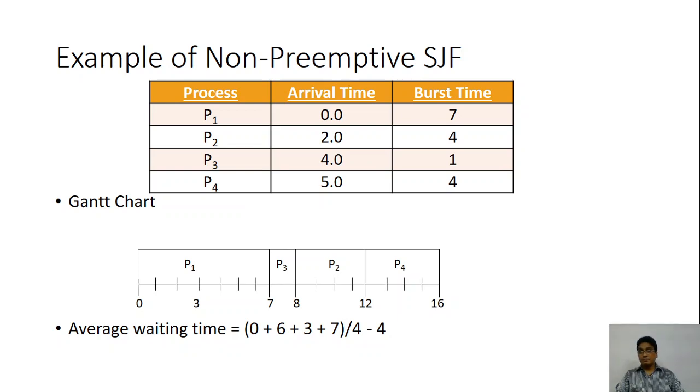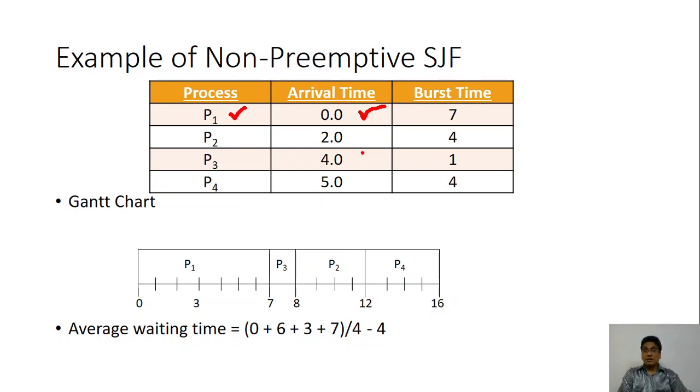So here we have the processes, as usual, but there is an arrival time. You notice that at time 0, P1 enters the system. It has a burst of 7. Because it is non-preemptive, it is allowed to run. At time 0, only P1 is there. If only one process is there, it will definitely be the one scheduled.